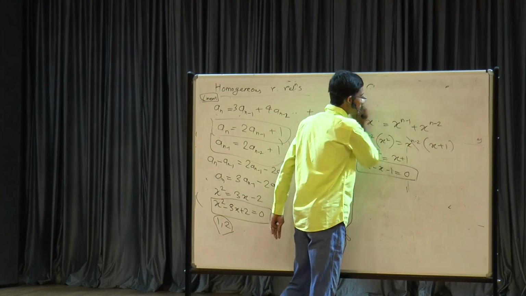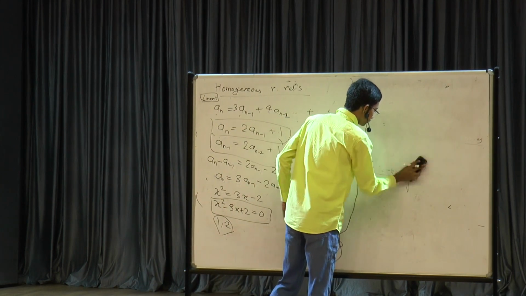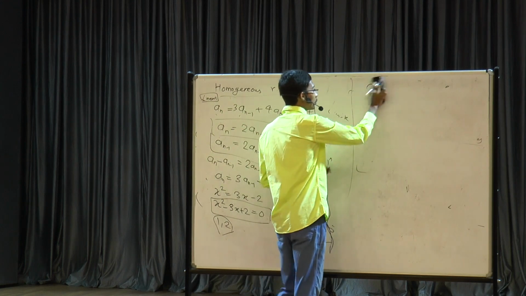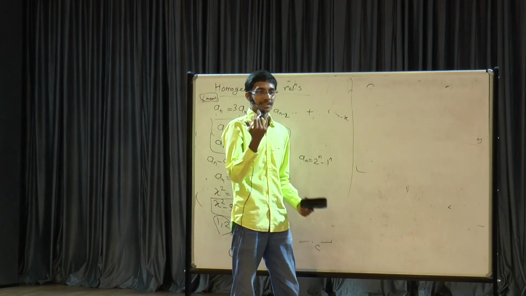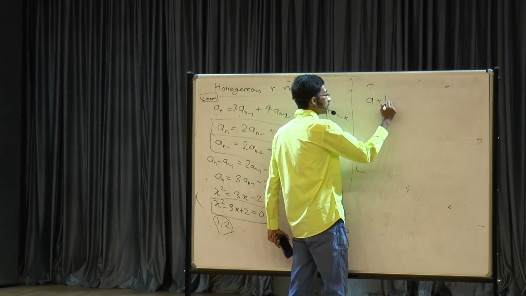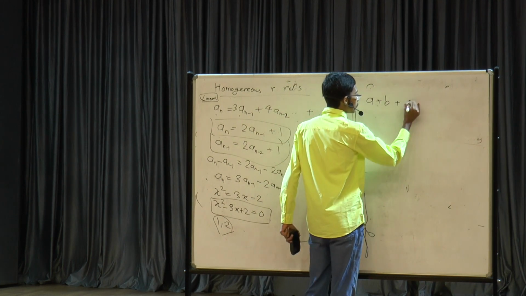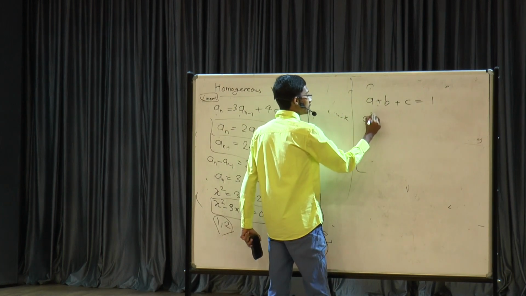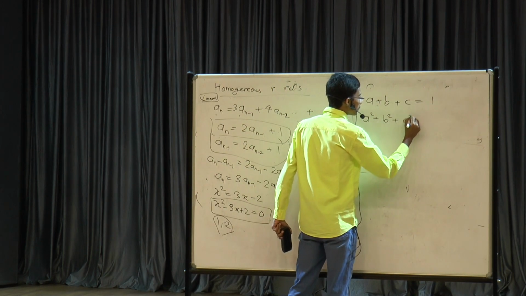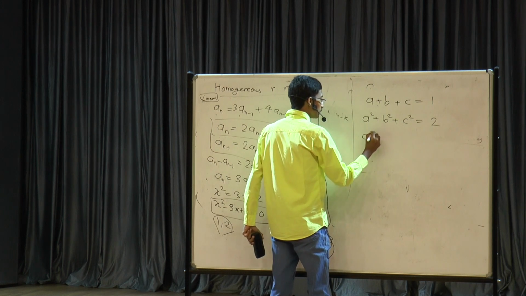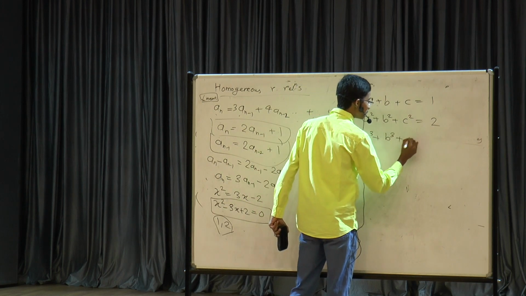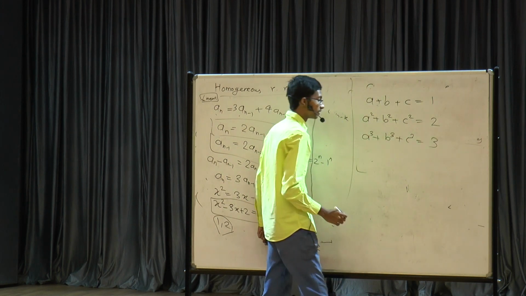So the question is very interesting, what you would usually see in some general mental ability tests. Do you have a doubt? Okay. So a plus b plus c is 1. a squared plus b squared plus c squared is 2. a cubed plus b cubed plus c cubed is 3.